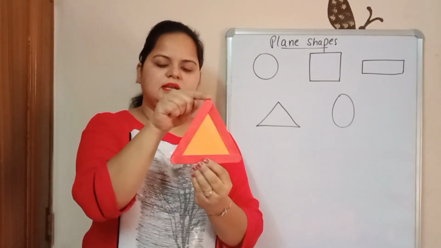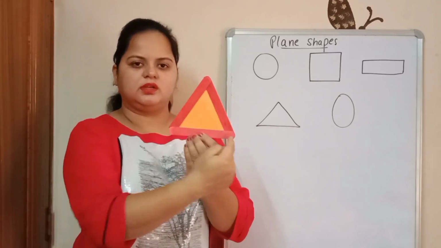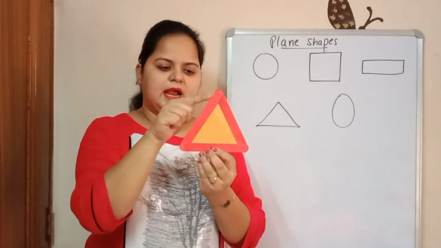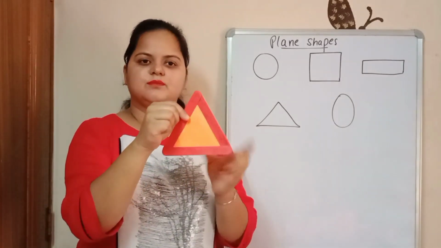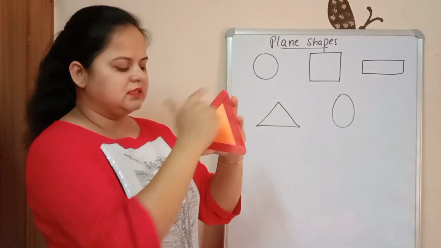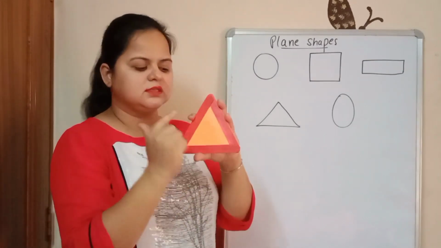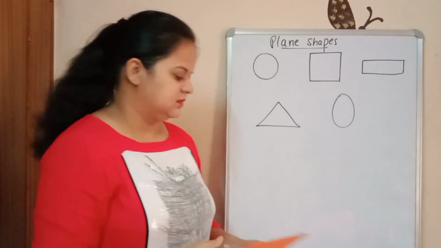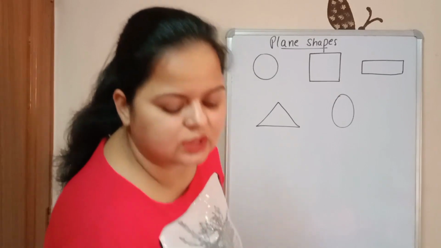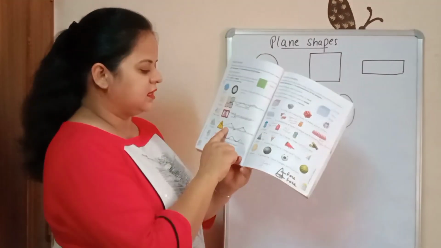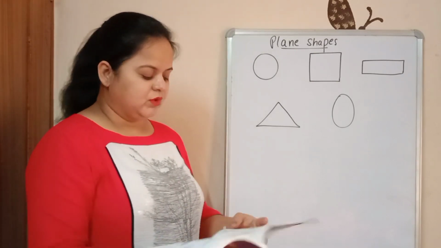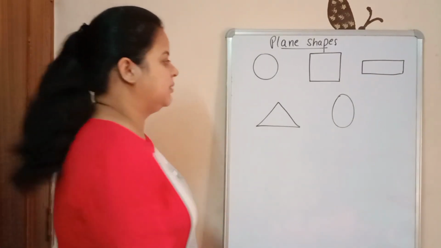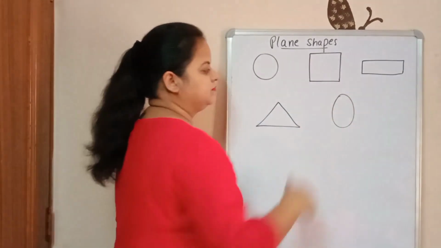Triangle. A triangle has three corners and three sides. 1, 2, 3. Okay. A triangle has three corners and three sides. You can see in your book also, here it is written that a triangle has 3 sides and 3 corners. Okay, the next and last plane shape is oval.